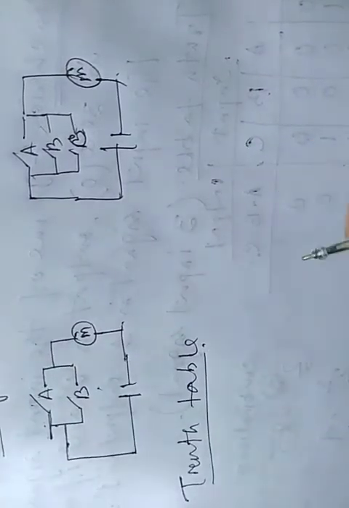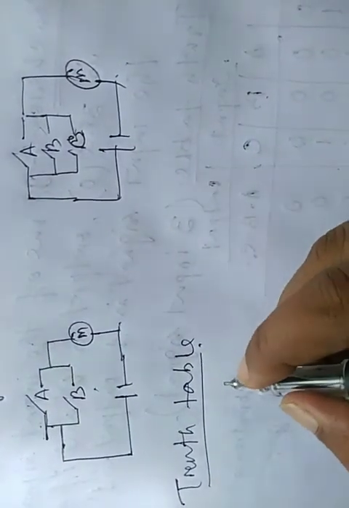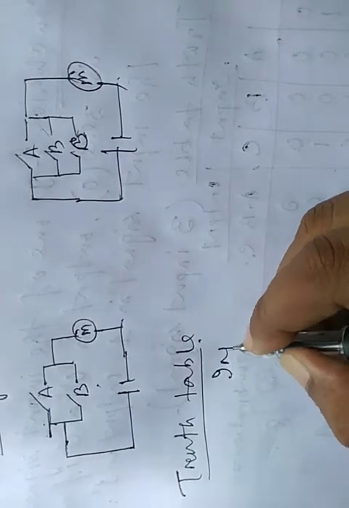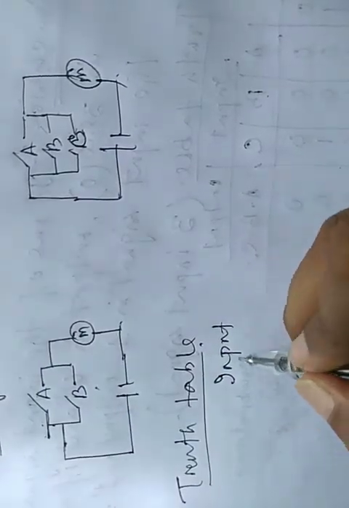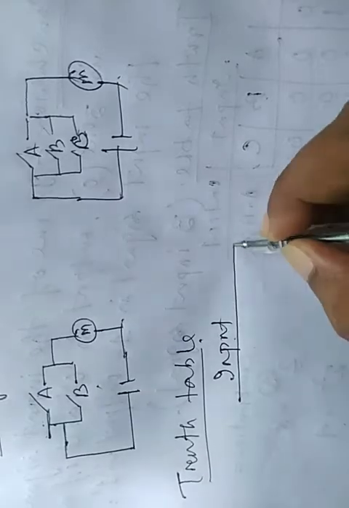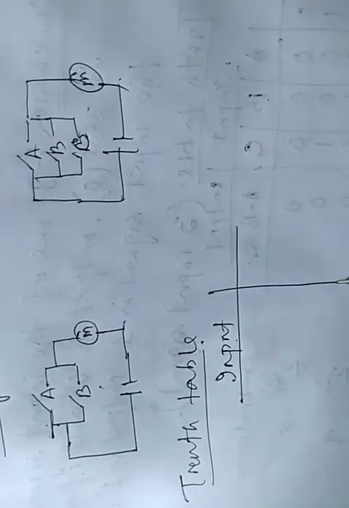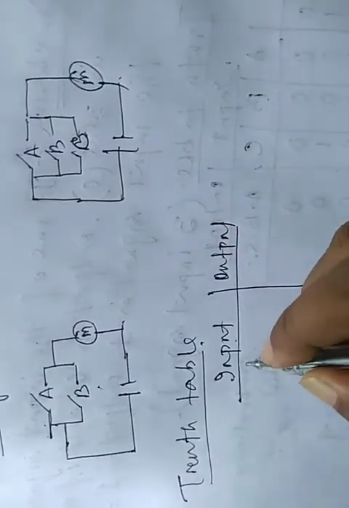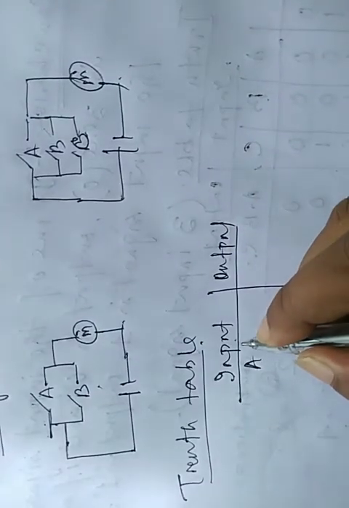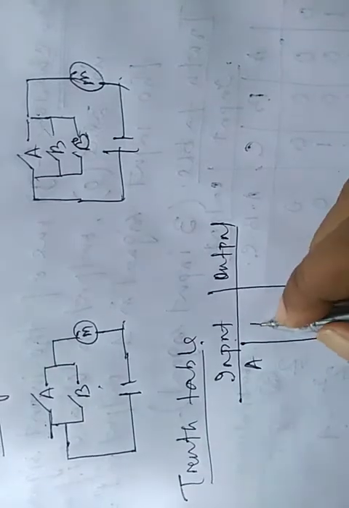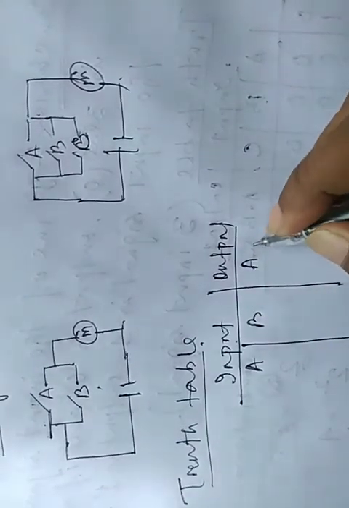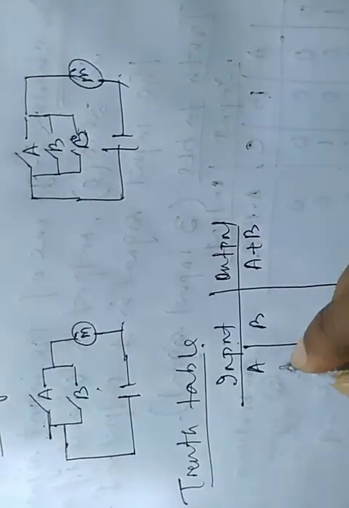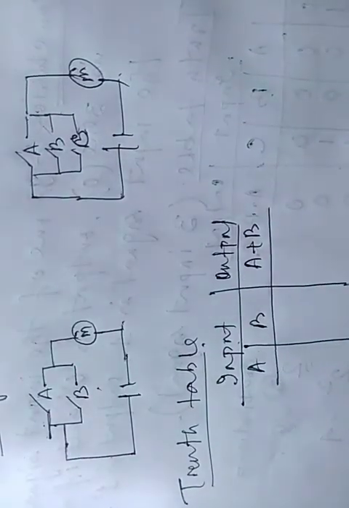Truth table of the OR operator. For the truth table, the input values must always be on the left hand side and the output value must be on the right hand side. For input there are two variables, and for output A plus B is the output. Okay.